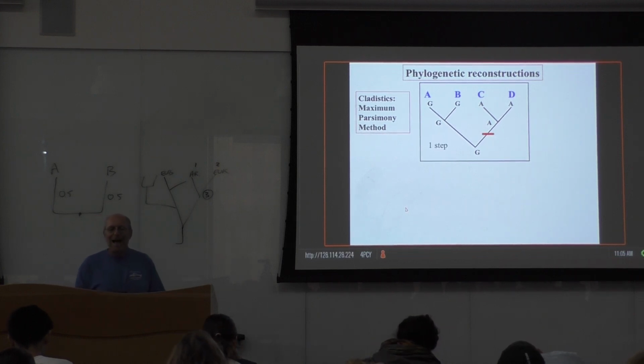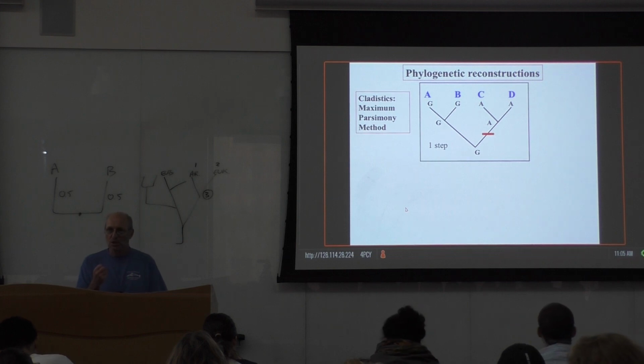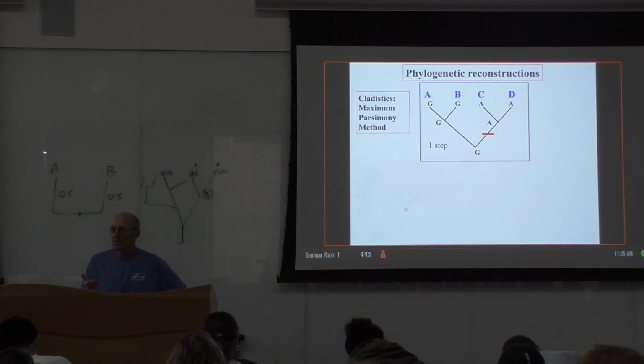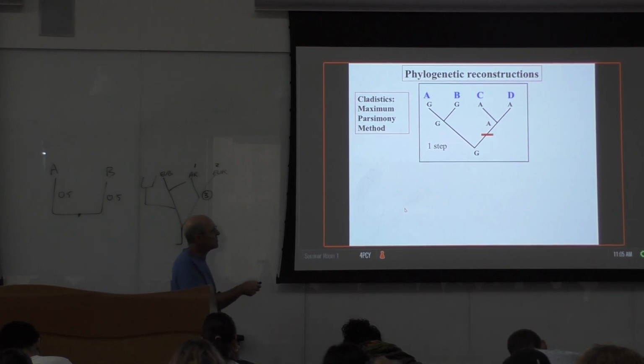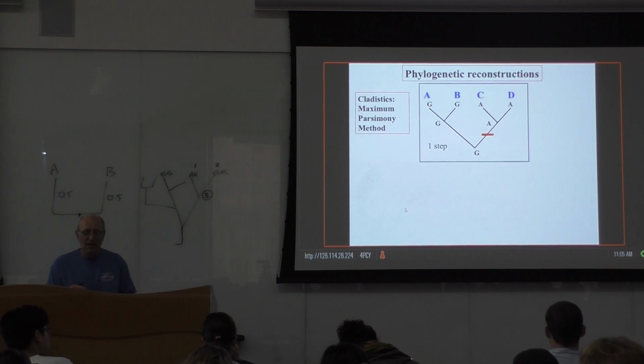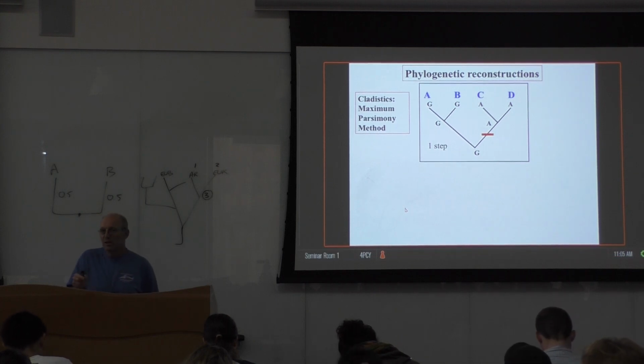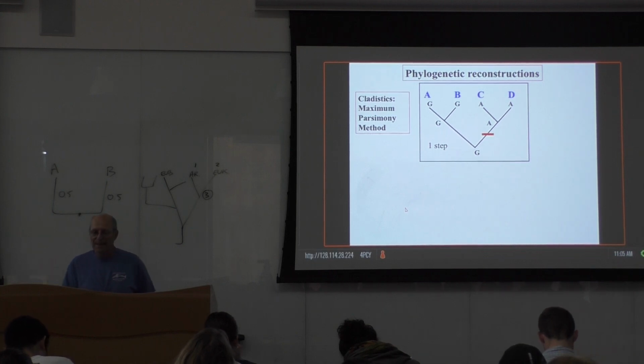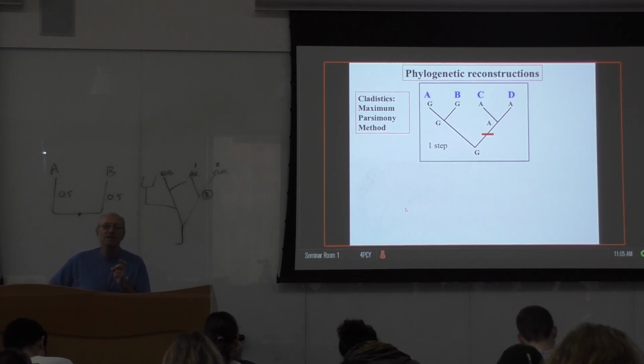So now, how many mutations are necessary to make this tree? Well, the answer is just one. Because if the ancestor has a G, then if you have a single mutation in the entire tree, the G turns into an A, and then the descendants have an A. The synapomorphy for C and D is an A, it's a clade, and the value of this tree is what is called one step. One step means one mutation.